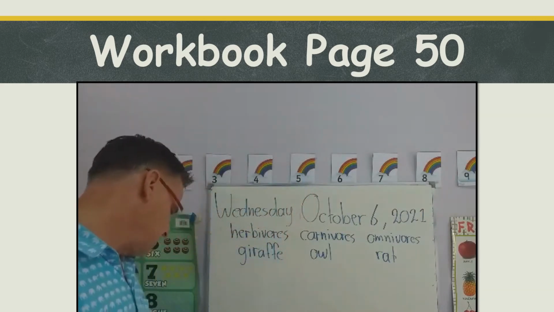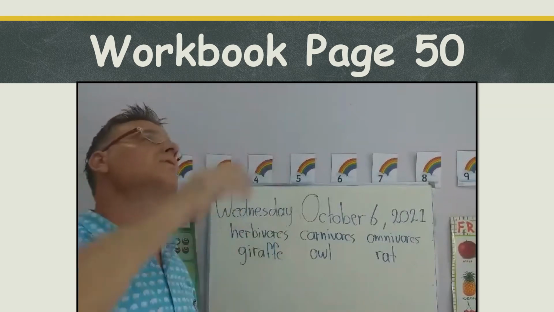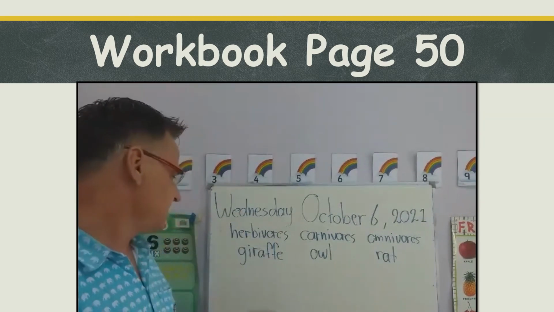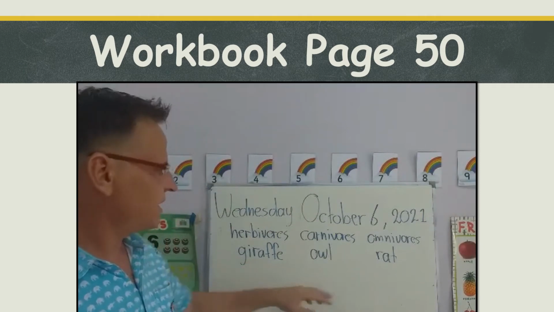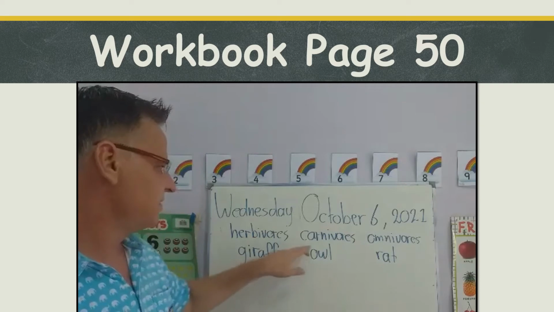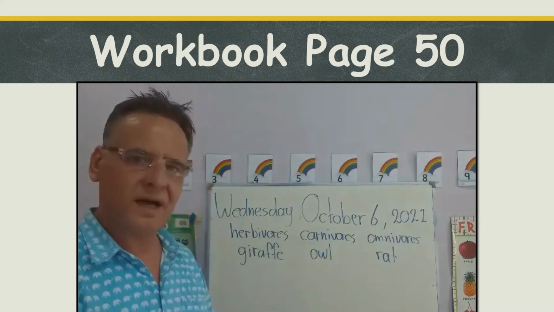Giraffe, herbivore. That's why giraffes have such a long neck, so they can reach the top of the tree to eat the leaves. Okay, so a giraffe doesn't eat meat. So we have now one in each category. We have a herbivore, the giraffe. We have a carnivore, the owl. And we have an omnivore, a rat.